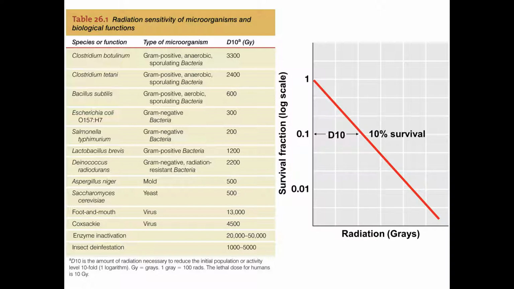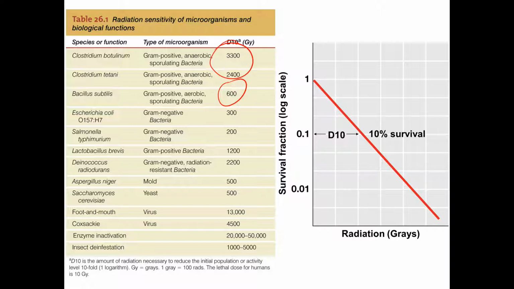So your D10 value for Clostridium botulinum, Clostridium tetani, Bacillus, these guys are capable of forming endospores. That's why they have such a high level of radiation that's required to eliminate them. So it takes this high of a value to reduce the population tenfold, so from 100% to 10% survival.